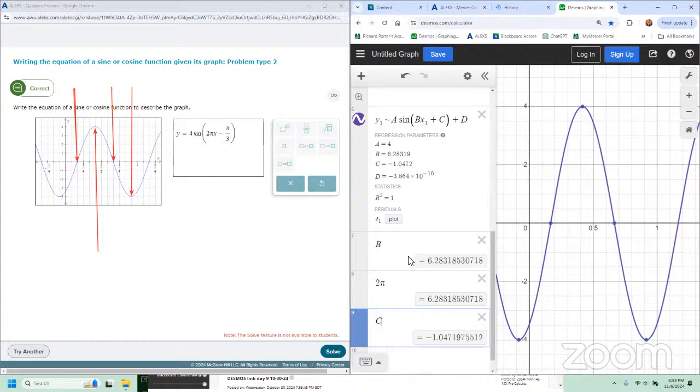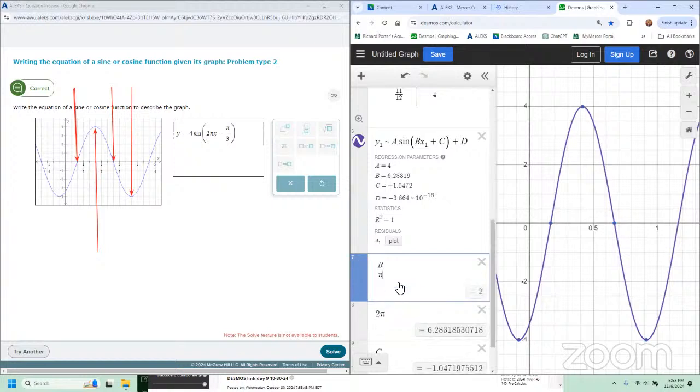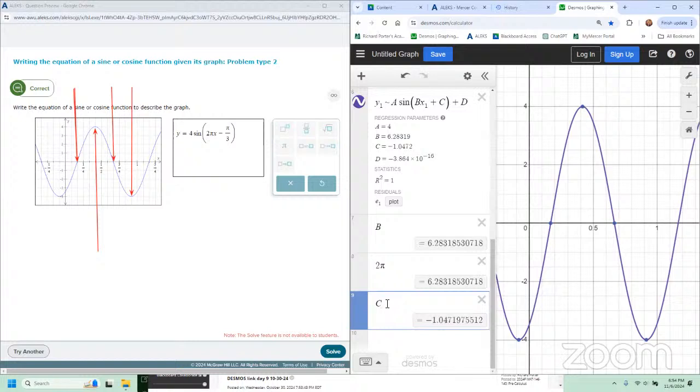Let me do it again. I took the B that I knew. I just typed in B and it says 6.28. So then I divided it by pi to see that I get the number 2. Then I took that pi away and said, okay, if I take the number 2 and multiply it by pi, that should give me the same answer. And it does. So what am I going to do with C?